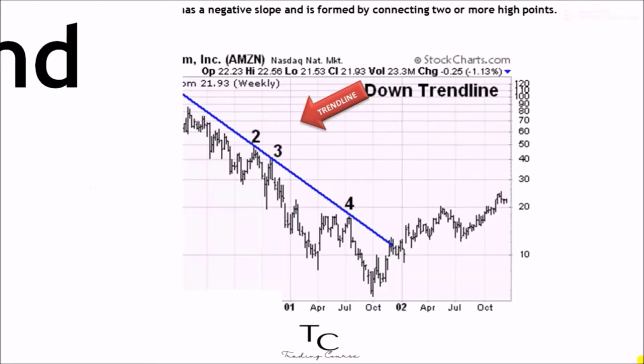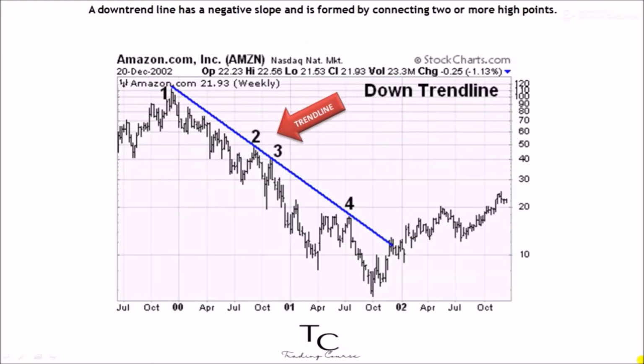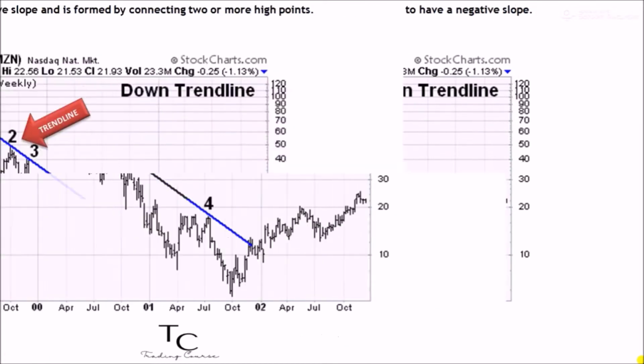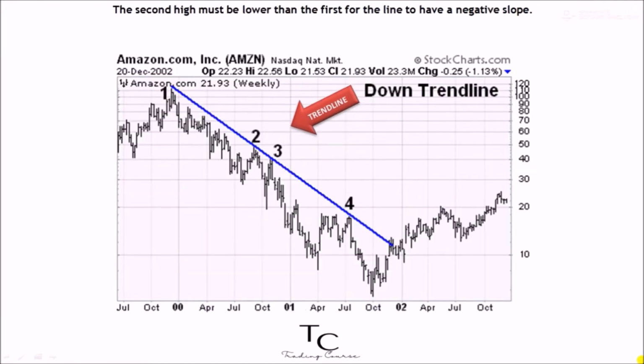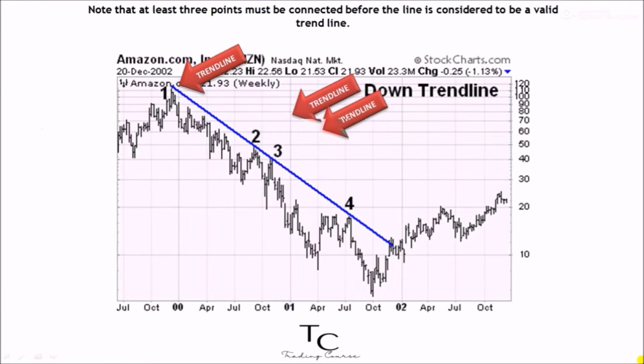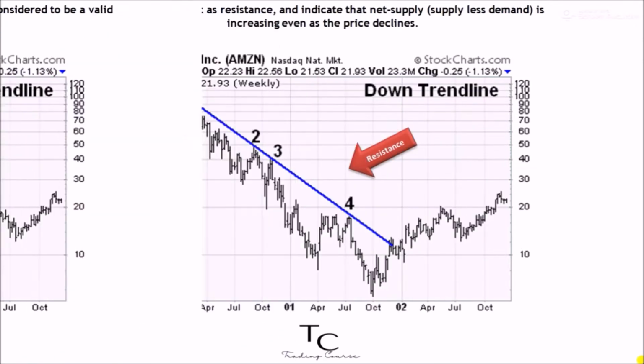Downtrend line. A downtrend line has a negative slope and is formed by connecting two or more high points. The second high must be lower than the first for the line to have a negative slope. Note that at least 3 points must be connected before the line is considered to be a valid trend line.